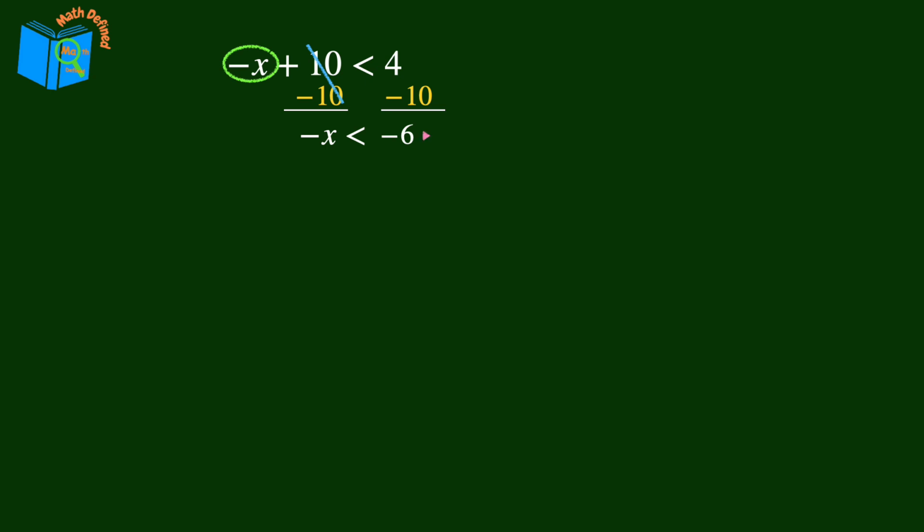This is where you have two choices. You can use addition or multiplication at this point to make x positive. Let's start with using addition. We can add x to both sides.